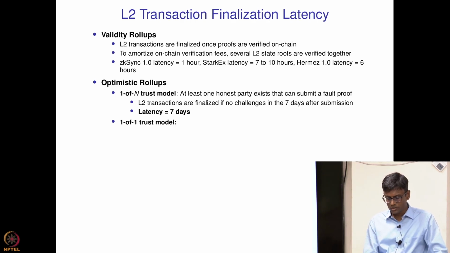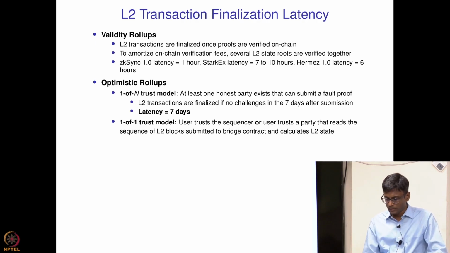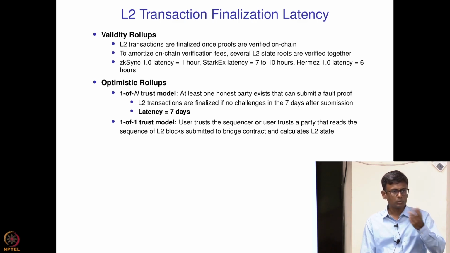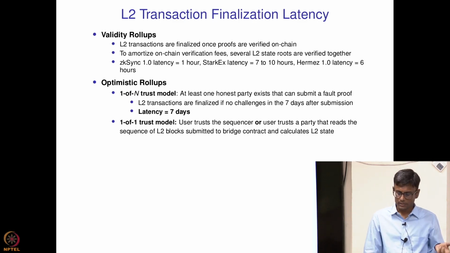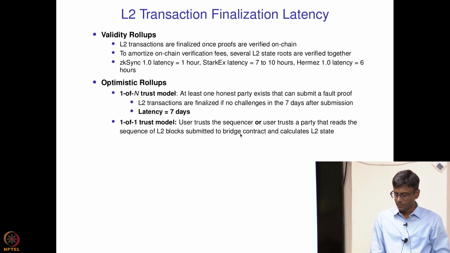But most users use the one-of-one trust model. So either the user trusts the rollup operator, or they trust a party that reads the sequence of L2 blocks and calculates the L2 state. An example of such a party can be a layer 2 wallet. Suppose there is a layer 2 wallet you trust, then that layer 2 wallet will read all the sequence of L2 blocks which are submitted to the bridge contract, because they are submitted as call data to the layer 1 bridge contract, and they can recalculate the layer 2 state.